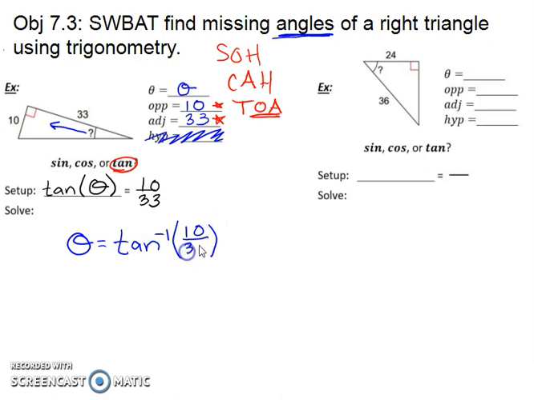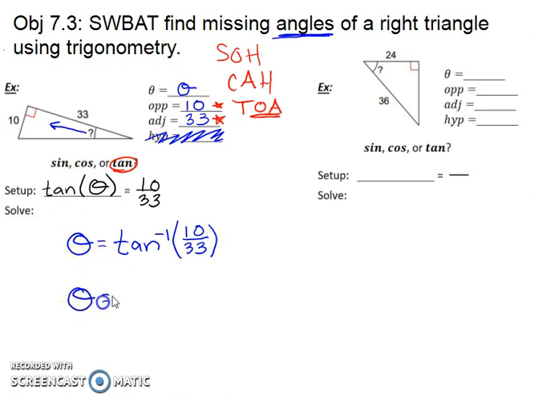So this should look very, very similar to other inverse operations you know. The theta was on the left, it stayed on the left. The 10/33 was on the right, it stayed on the right. The only thing that changed was the tangent that was on the left became inverse tangent that was on the right. This is one step, and we are now ready to finish because theta is by itself.